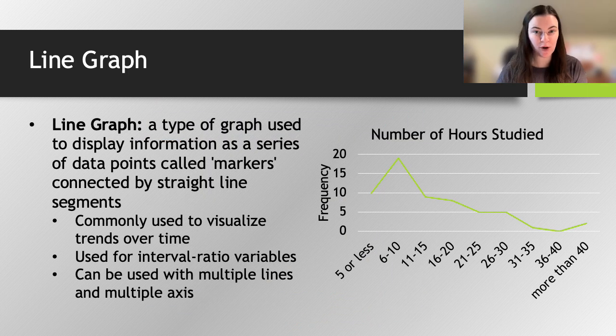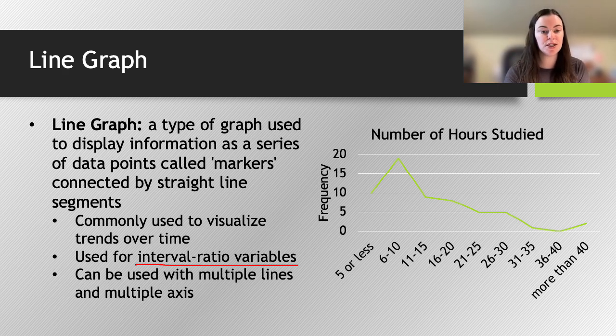Another form of graphical representation that we touched on briefly in Chapter 1 is a line graph. So line graphs are a type of graph that are used to display information as a series of data points that are called markers, and they are connected by a straight line. Oftentimes, we will use line graphs to show changes over time, but we can also use these for any type of interval ratio level variable. So again, that's a key distinction from other types of graphs that we've gone over so far.